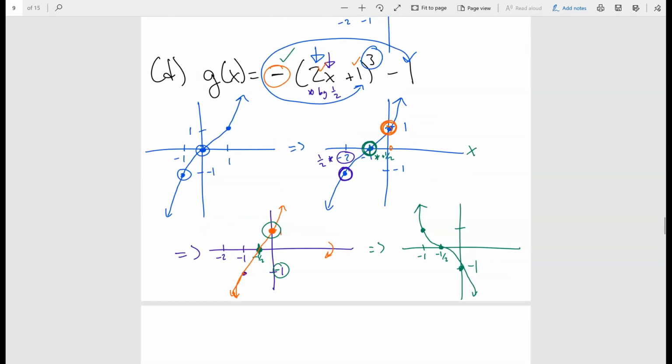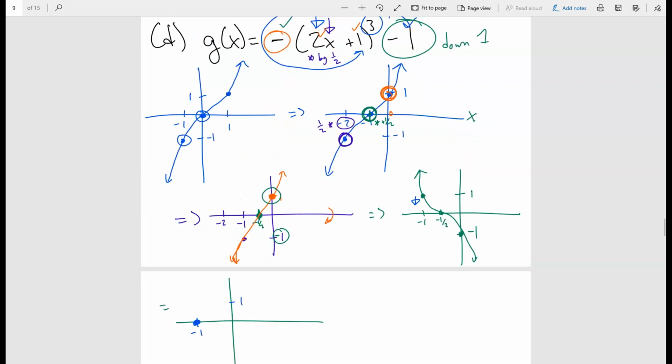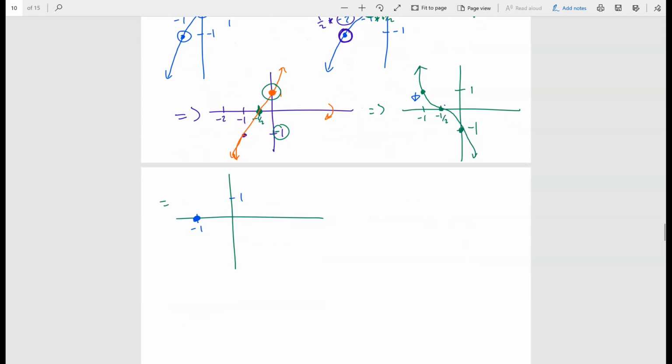So now I check this one. Now the last one is this -1, which basically means shift everything down 1. Okay, so this is going to be down 1 unit. Right now, this guy right here is at -1, 1. And I'm going to shift this guy 1 unit down. So now I'm going to be at 0. Is there one? Yes, this one. Now this guy right here is at 0. I'm going to shift 1 unit down. So now this guy's at -1.